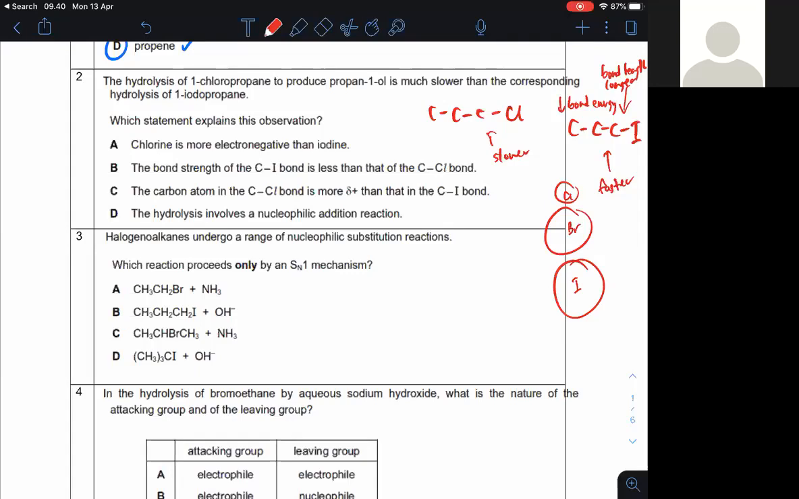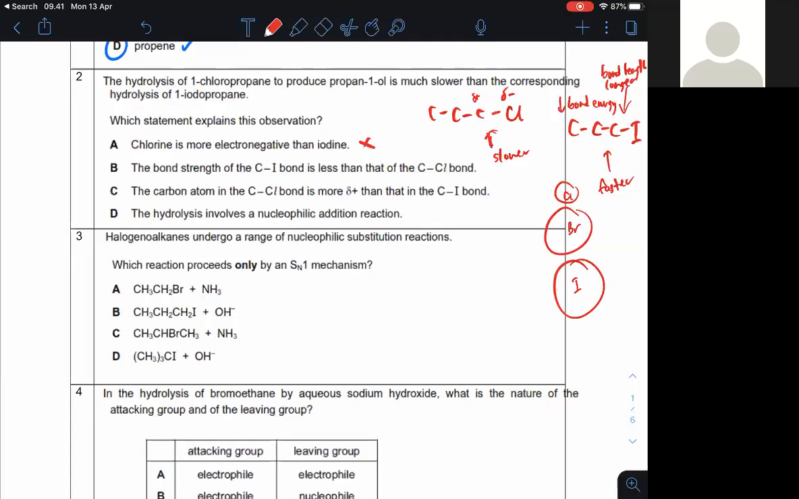You need to help explain this to them. Here, chlorine is much more electronegative than iodine. You have delta negative, delta positive, right? If it is more electronegative it should be faster, but they say this one is slower. So it has nothing to do with electronegativity. This has to do with bond length and bond energy.